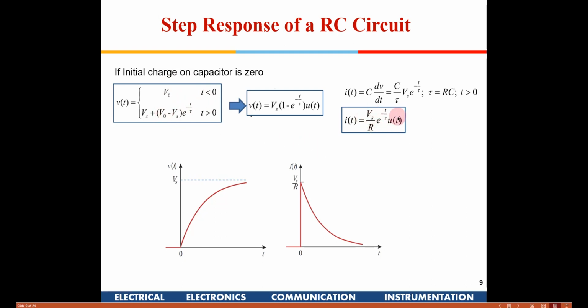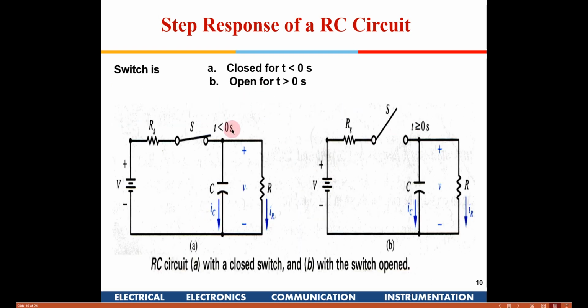And similarly, this current will follow the decaying path, and this will be the equation. So we'll take one example, so it will be more clear. I am giving one example here, and in Monday's tutorial we'll discuss a few more examples like this of RC circuits, so things will be pretty clear then.